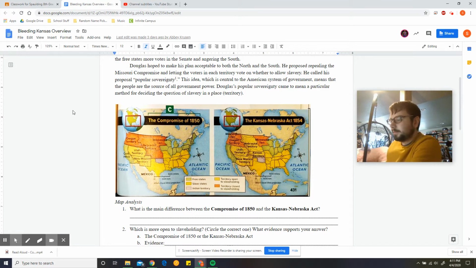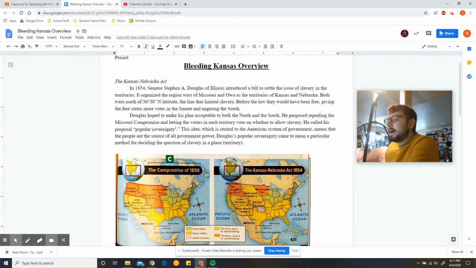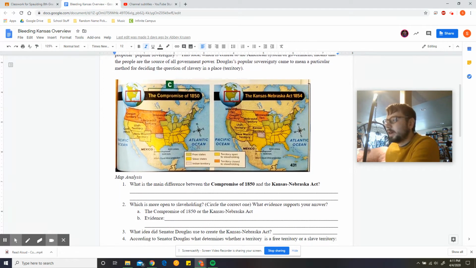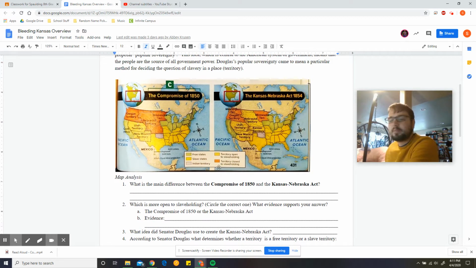Douglas's popular sovereignty came to mean a particular method for deciding the question of slavery in a place or territory. Okay, so we're going to look at a map that compares the Compromise of 1850 to the Kansas-Nebraska Act of 1854, so only 4 years later. And our questions will help guide us through it. This is the map. Real quick, let's take a look at the key.